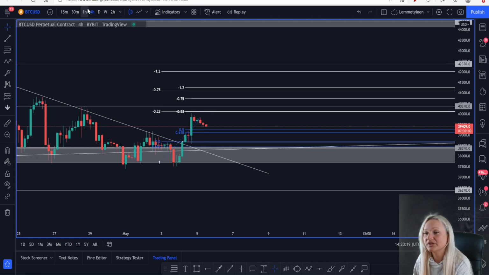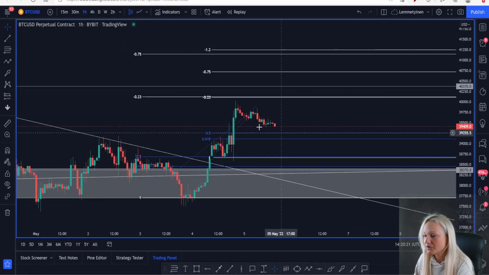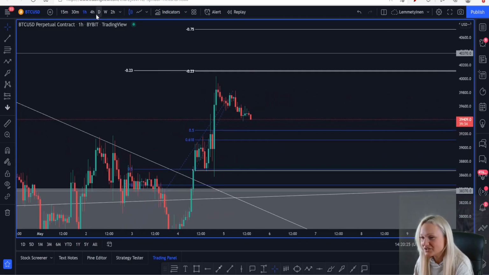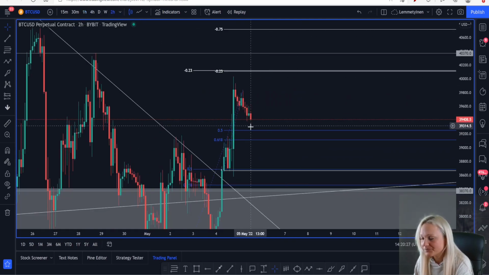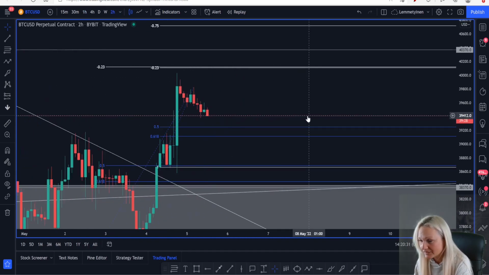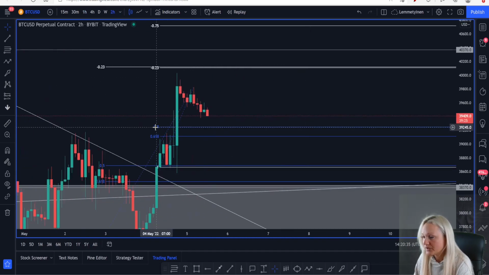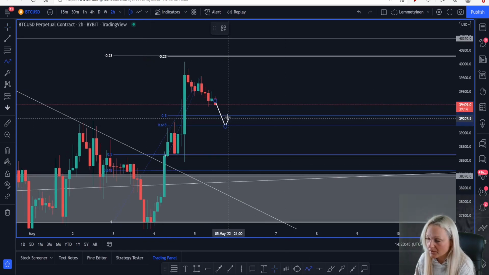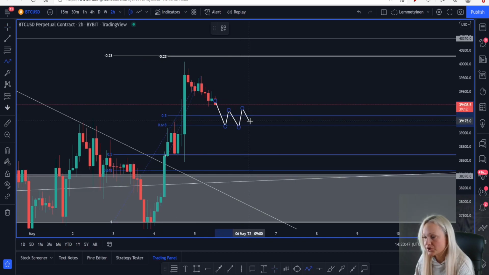But we're not focused on that yet, because first of all, we need to see how we will respect these Fibonacci levels. It does look like we can have a bigger momentum than just these levels, because you can see that we're starting to have a falling knife. But the first target that I look at when it comes to Bitcoin is 39,250. We can also come back to 39,115.